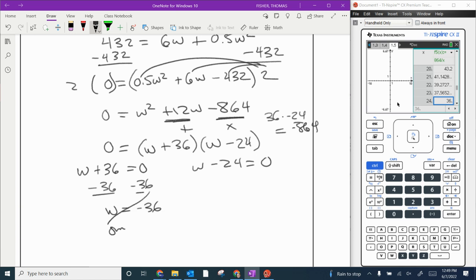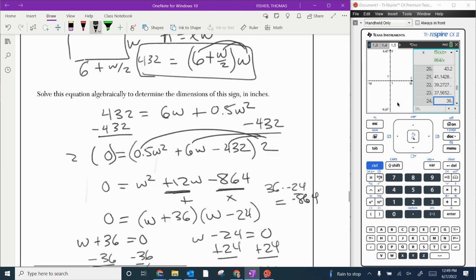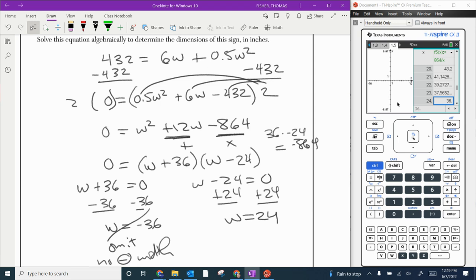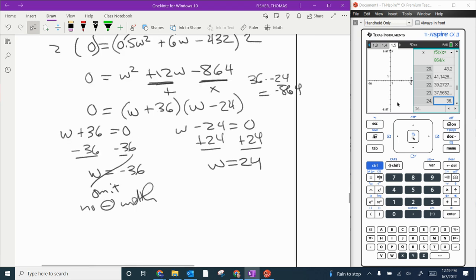We're going to omit that, because a negative width makes no sense. So the only width that actually makes sense here would be 24. Let's go back and make sure we actually answer the question. The dimensions it wants. So it wants not just 24, it wants the length as well. The length of this, remember, was 6 plus the width over 2.